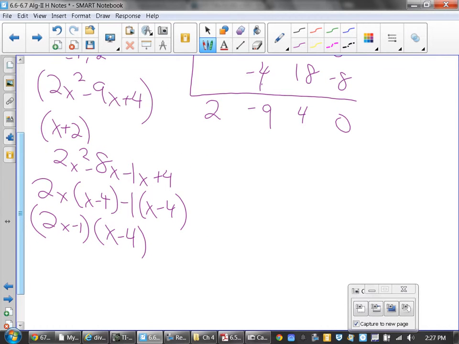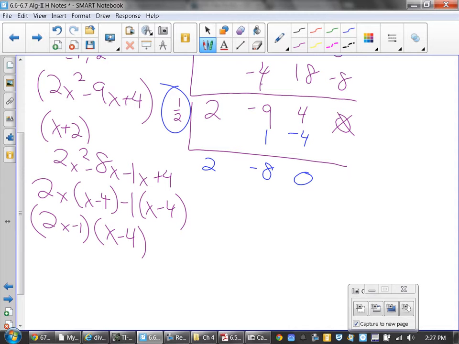Now, if you wanted to go ahead and use synthetic division at this point and use 1/2, go for it. Drop the 2. What's half of 2? -9 and 1 is? What's half of -8? So 1/2 was a 0. What are you left with? 2x minus 8 equals 0. What's the other 0? 4. That is crazy. You can do the same thing.